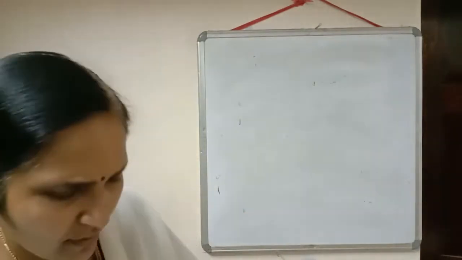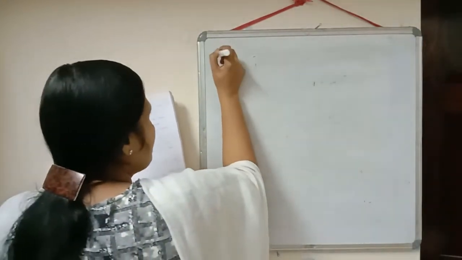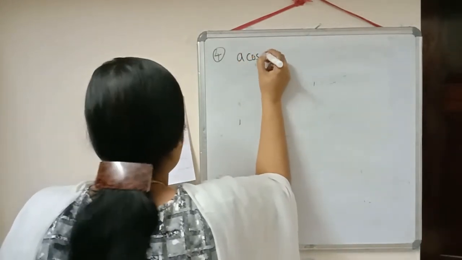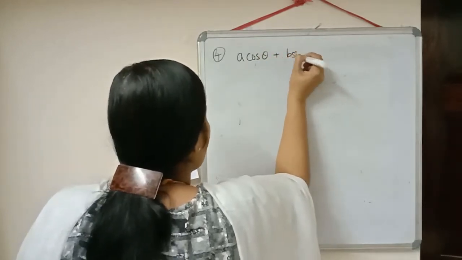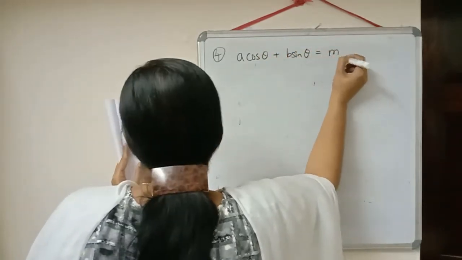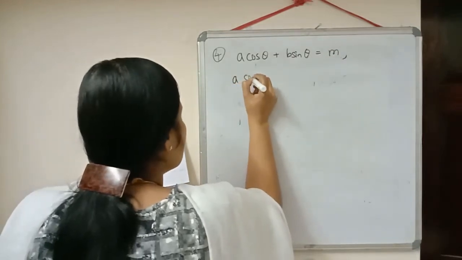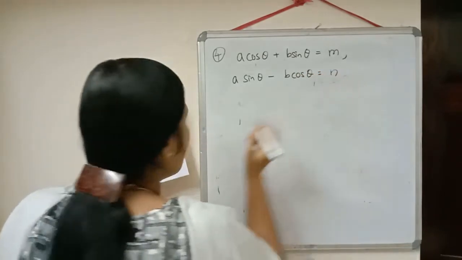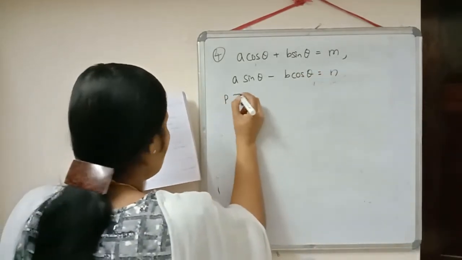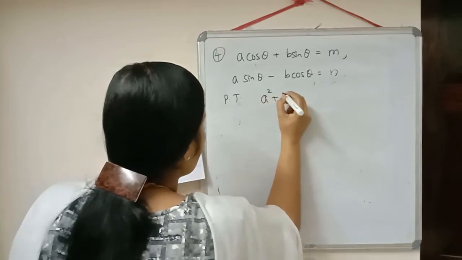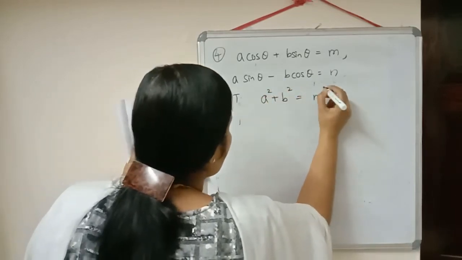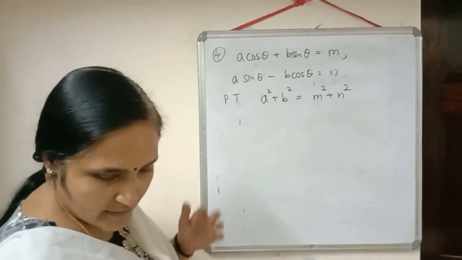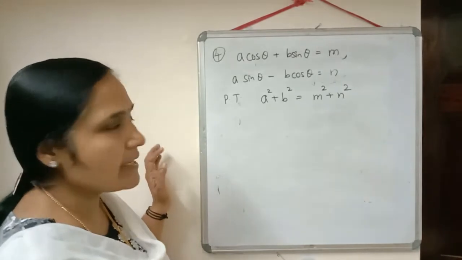Okay. Now all of you write down the next question. Question number 4 is, if a cos theta plus b sin theta is equal to m and a sin theta minus b cos theta is equal to n, then prove that a square plus b square is equal to m square plus n square. We have to prove a square plus b square is equal to m square plus n square.